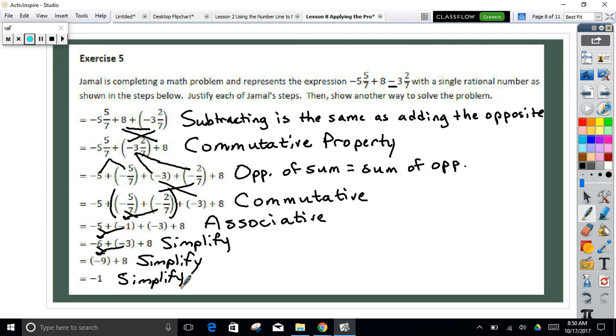Sometimes on tests like the PSSA on open-ended questions, they'll ask you to do this sort of thing. This is a big thing that you guys will have to do when you get to algebra. On the Keystone Algebra test, one of the standards is that you justify steps using properties of operations. So this kind of gives you a preview of that.